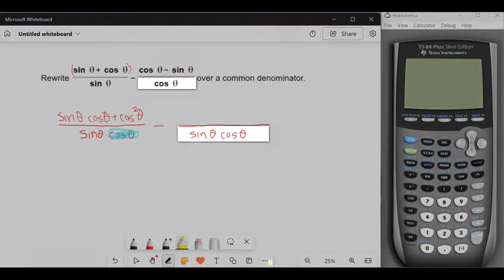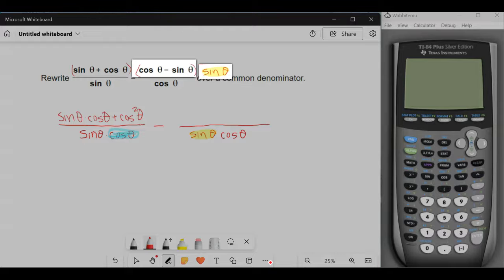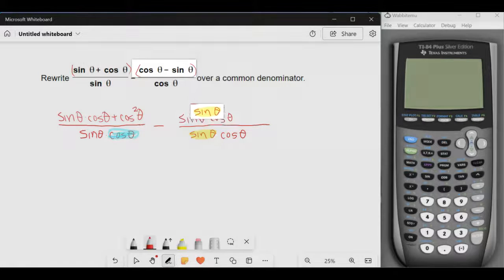All right, in the other one, there was a cosine there, so we're multiplying by sine to create the common denominator. So again, I'm going to multiply this times sine. That's going to be a sine cosine minus a sine squared.